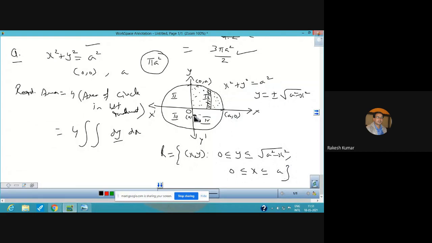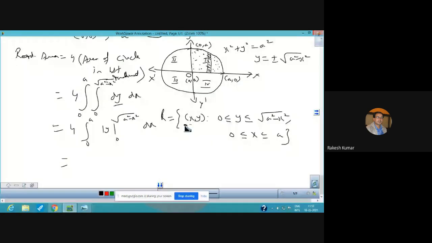Origin के coordinates 0, 0 होते हैं, so you can take the limits 0 to a and 0 to square root of a square minus x square, and this is 4 times integral 0 to a, and the integration is y, that is 0 to square root of a square minus x square dx. Remember, we know the answer of this question, because the area should come out to be pi a square. So for 0 to a, when you put the upper limit, you will have a square minus x square, and for the lower limit 0, it will be 0.